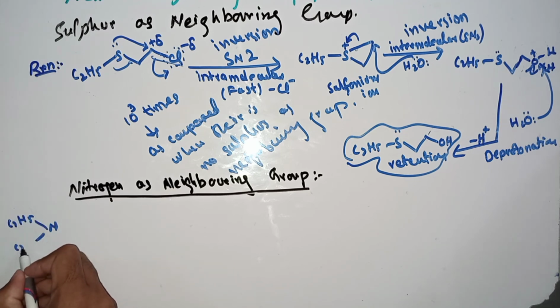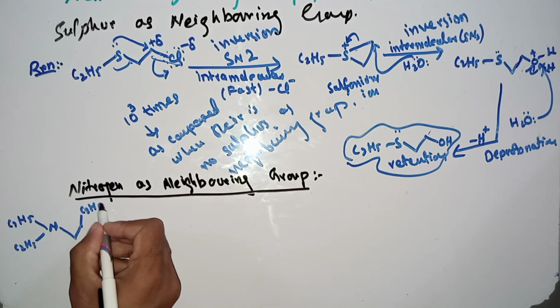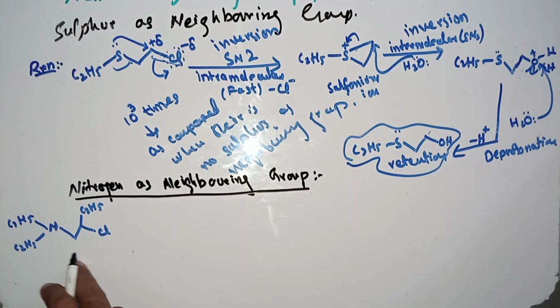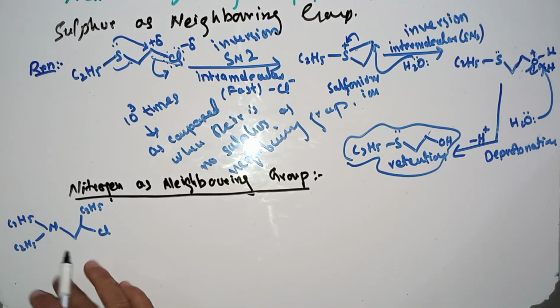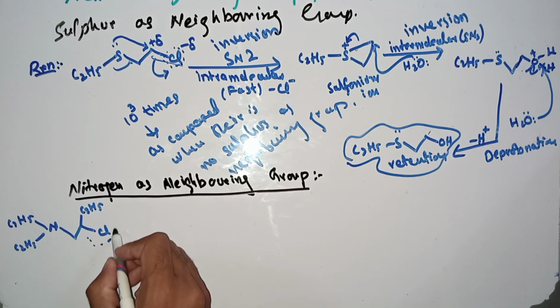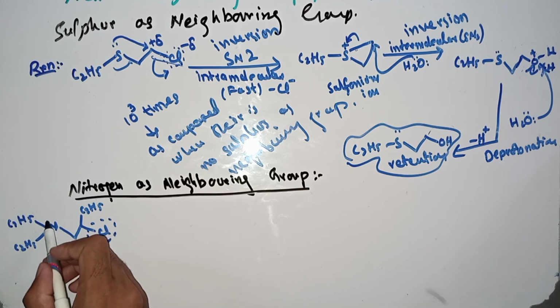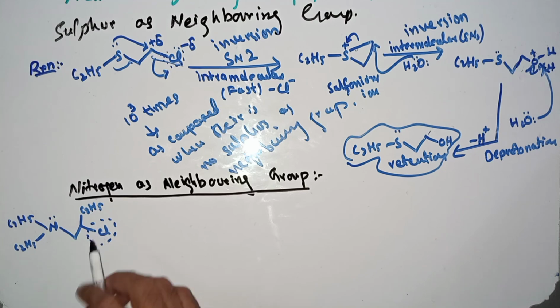C2H5N, C2H5Cl. This is the compound in which two electronegative elements are present, one is chlorine and one is nitrogen. Chlorine will act as a leaving group and leave the system, while nitrogen is neighbor to this chlorine, so this nitrogen will act as a nucleophile. The lone pair on this nitrogen will attack this carbon that is polarized by chlorine, that is bonded with chlorine. Why does it become polarized?